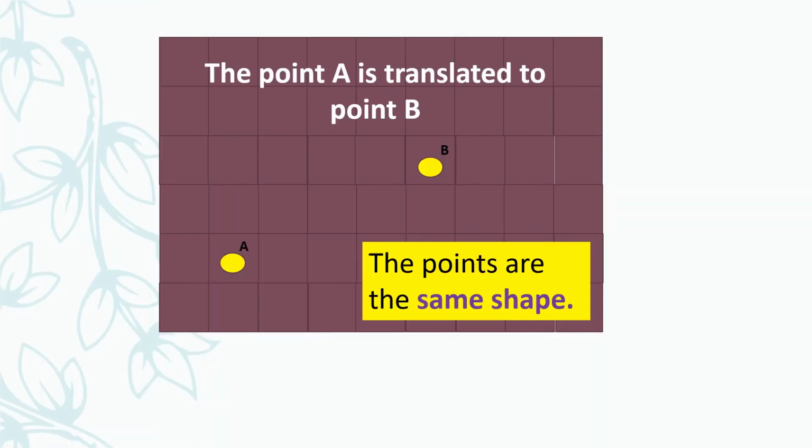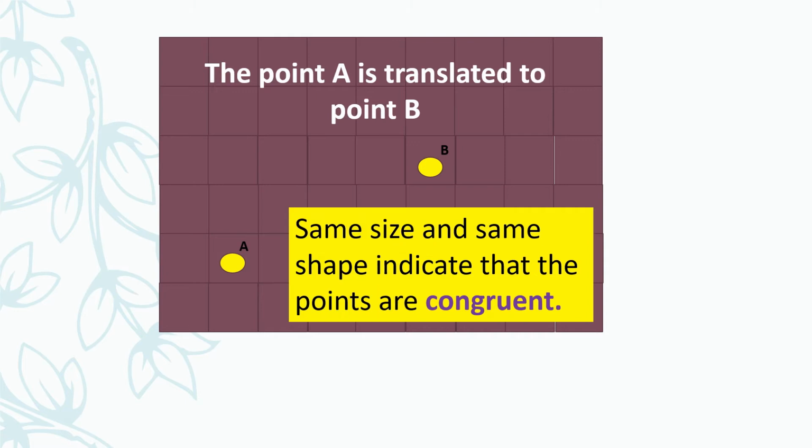The first of these features is that the points are the same shape. Another feature which remains the same is the size of the points. When we notice that a shape remains the same size as well as it maintains its shape, we can say that through translating an object, the object and the image are congruent. Congruency means that the size and shape remain the same.